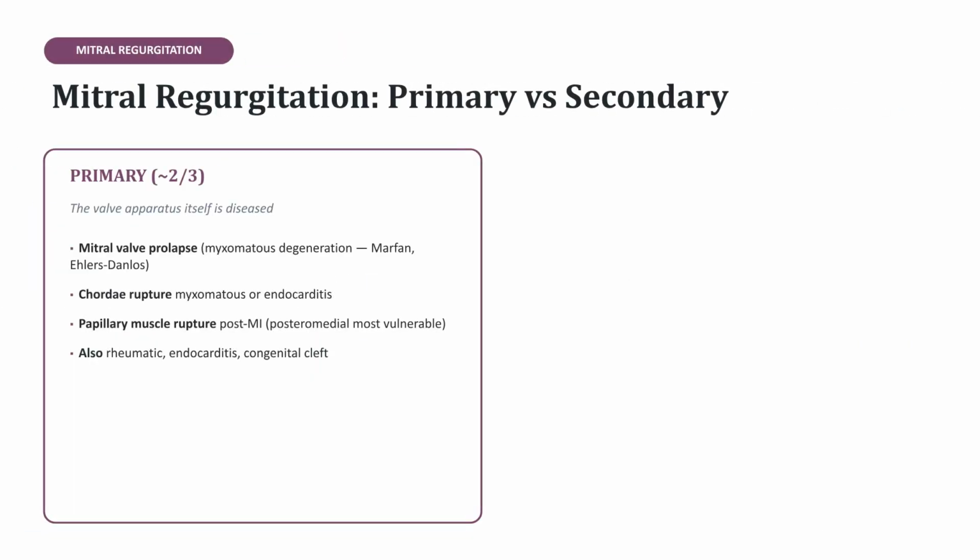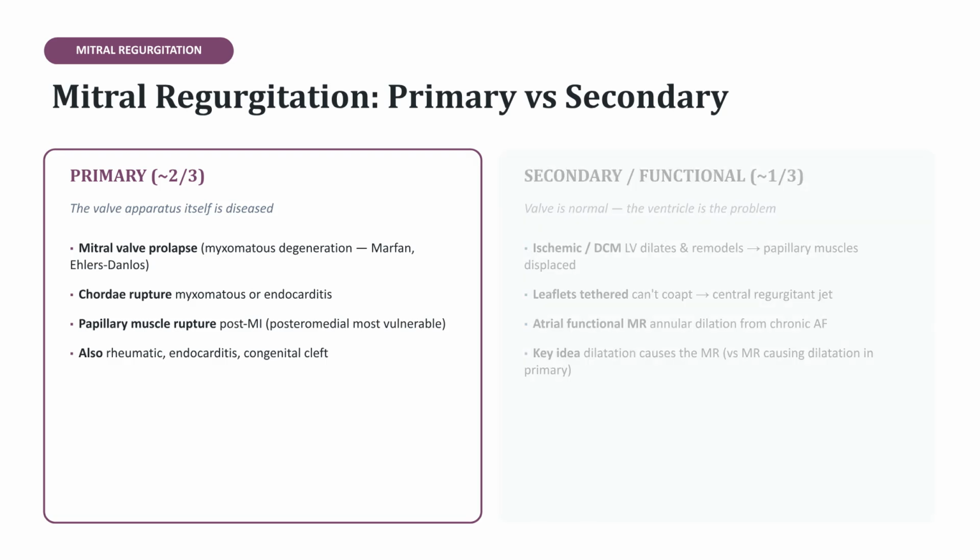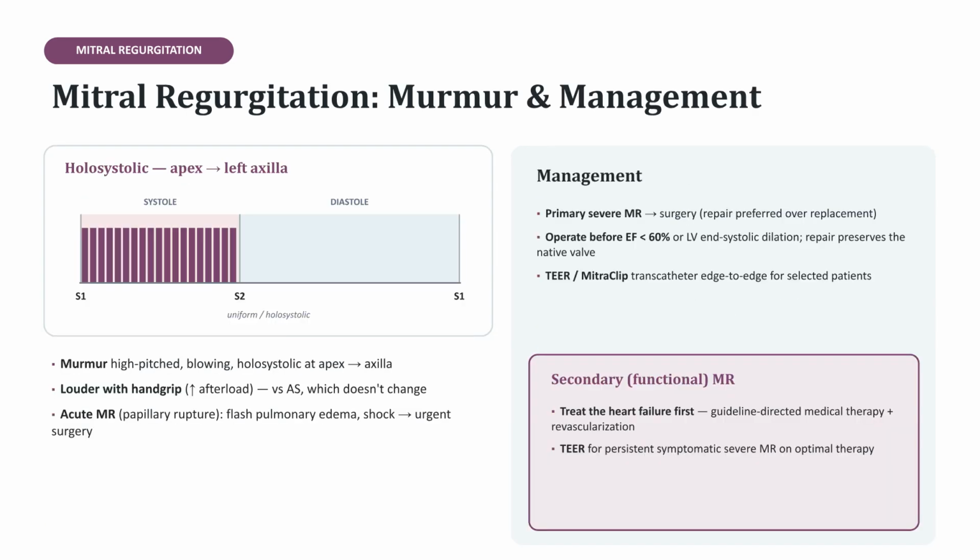Turning to mitral regurgitation, we must distinguish between primary disease of the valve and secondary functional regurgitation. In primary disease, the valve fails. In secondary, the ventricle dilates and pulls the valve leaflets apart. The murmur is holosystolic and radiates to the axilla. A bedside trick is using hand grip to increase afterload. This makes the regurgitant murmur louder. Primary cases often require surgical repair, while secondary cases focus on treating heart failure.